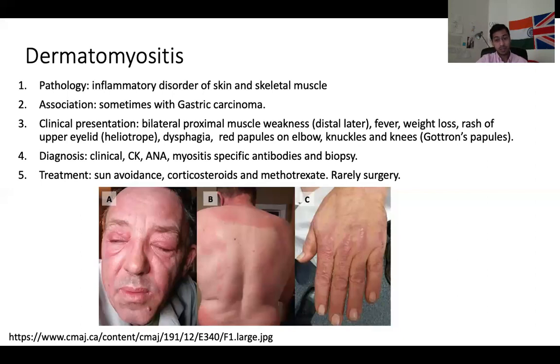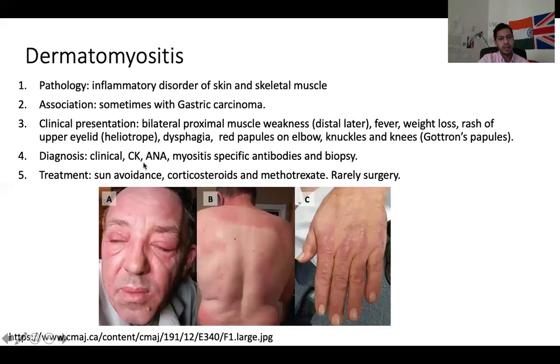As it's an inflammatory disorder, there would obviously be fever, weight loss, and a heliotropic rash here in the upper eyelid, as you can see in this patient. There can also be dysphagia, as this is going to be affecting skeletal muscles. And you will have red papules on the elbow and also on the knuckles and knees, usually more common in the knuckles, and they're very distinctive. These are called Gottron's papules. As you can see, it's not a very clear image, but there are papular lesions here on the knuckles of each digit.